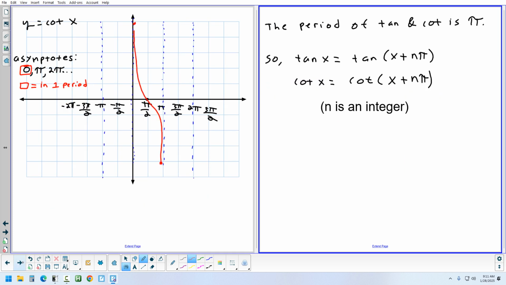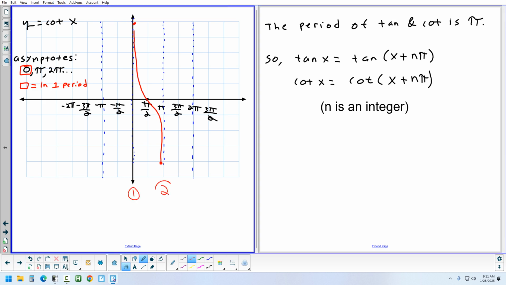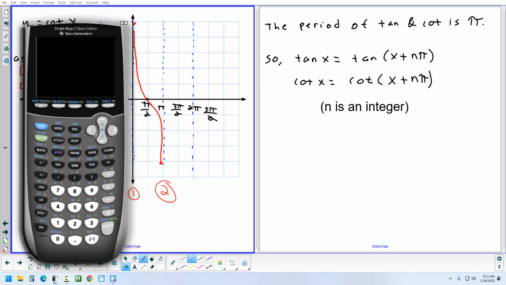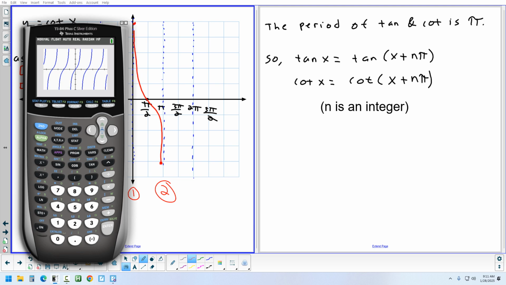All right. So now let's look at that. We kind of already said this, but the period of tangent and cotangent is pi. Again, look at the distance between asymptotes 1 and 2. Asymptote 1 is at 0. Asymptote 2 is at pi. They're pi apart. And because they are pi units apart, that means you can add any multiple of the period to a value, and it will not affect the tangent or cotangent.